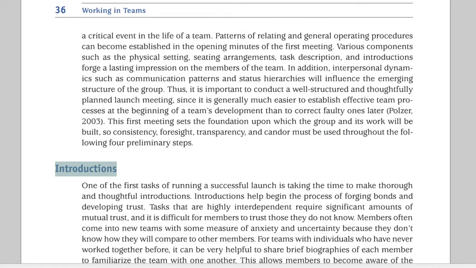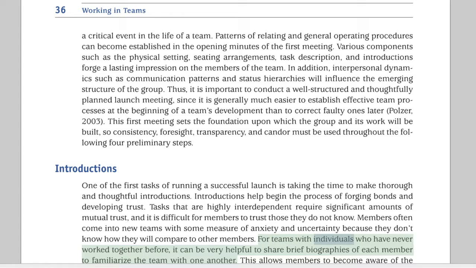Introductions. One of the first tasks of running a successful launch is taking the time to make thorough and thoughtful introductions. Introductions help begin the process of forging bonds and developing trust. Tasks that are highly interdependent require significant amounts of mutual trust, and it is difficult for members to trust those they do not know. Members often come into new teams with some measure of anxiety and uncertainty because they don't know how they will compare to other members.